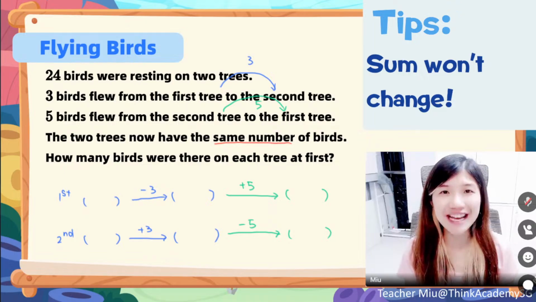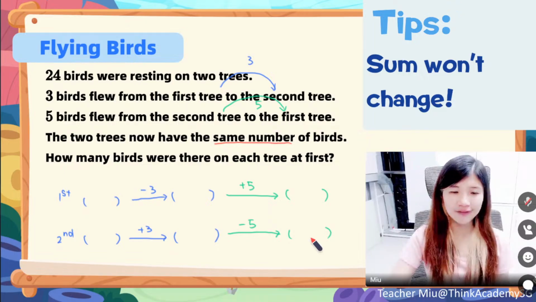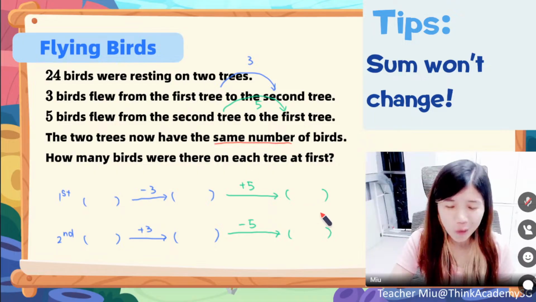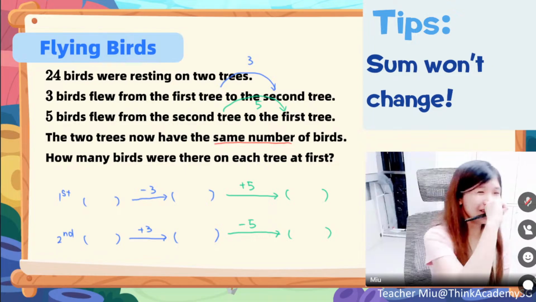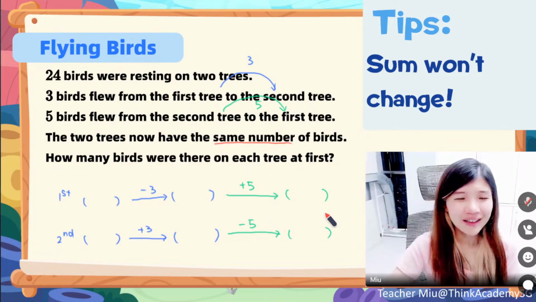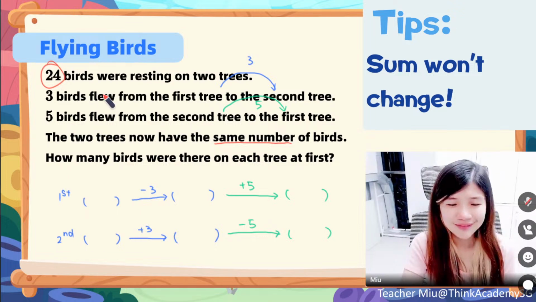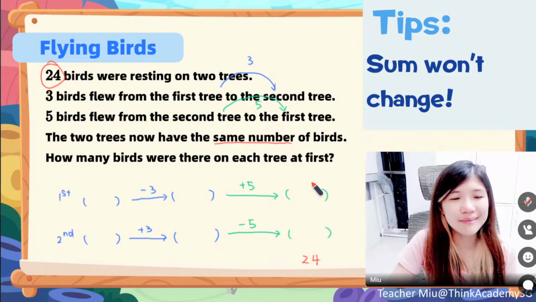Do you know exactly how many birds are in each of the trees in the end? Well done. Because altogether there are 24, and the total won't change. And since they got the same number, that means each tree should have 12.